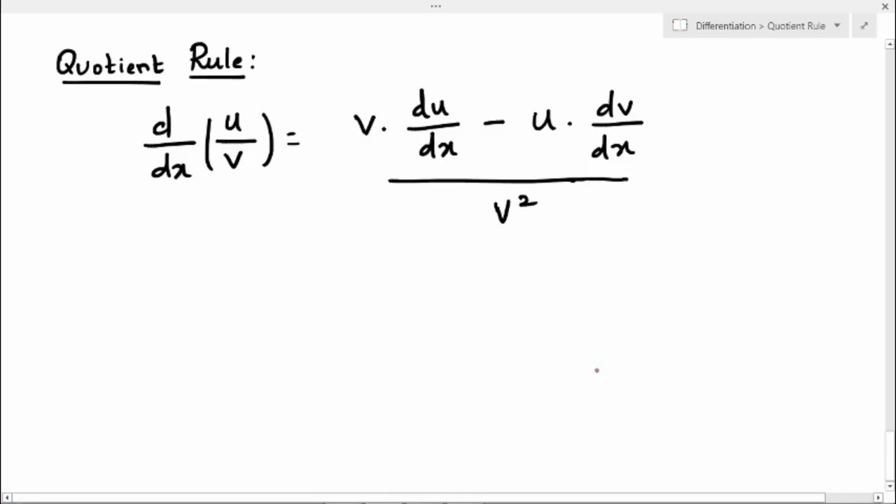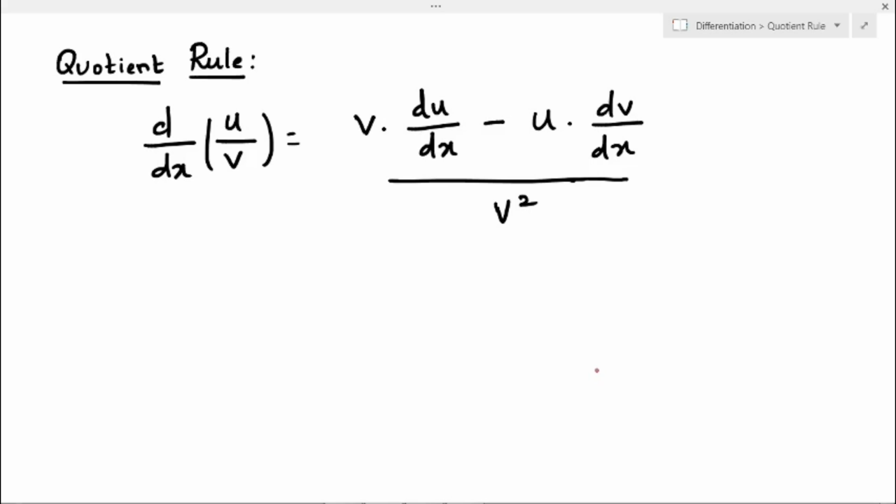In this video, we are going to learn how to find the derivatives of a function by using quotient rule. In my previous video, we already learned the formula for quotient rule. You could find the link for that video in the description below. Now we will solve a few examples by using the quotient rule.